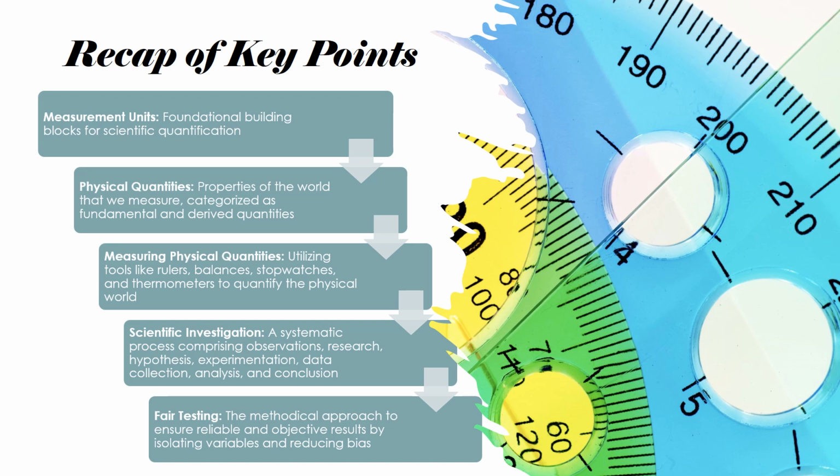Scientific investigation. Delving into the exciting world of scientific investigation, we discovered its components: observations, research, hypothesis, experimentation, data collection, analysis, and conclusion. This structured process is the backbone of scientific discovery. FAIR testing. Last but certainly not least, we unlocked the power of FAIR testing. You've seen how it ensures reliability in your results, reduces bias, and allows others to replicate your experiments. It's a critical tool for every scientist.